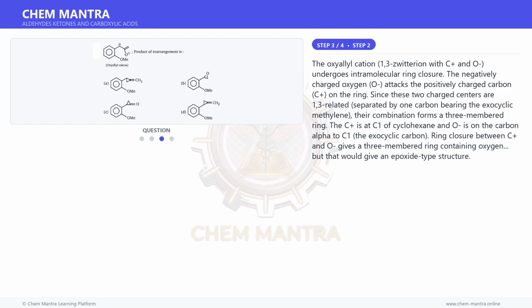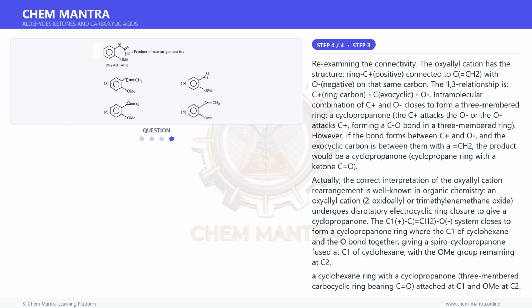But that would give an epoxide-type structure. And for the final step, re-examining the connectivity. The oxylyl cation has the structure, ring C+ connected to C=CH2 with O- on that same carbon. The 1,3 relationship is C+, ring carbon, C exocyclic, O. Intramolecular combination of C+ and O closes to form a three-membered ring, a cyclopropanone. The C+ attacks the O or the O attacks C+, forming a C-O bond in a three-membered ring.